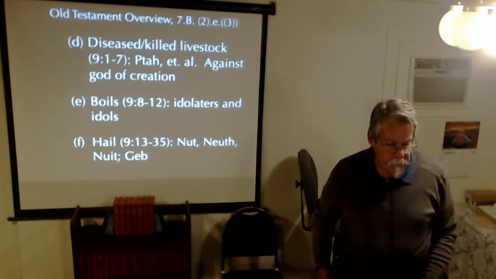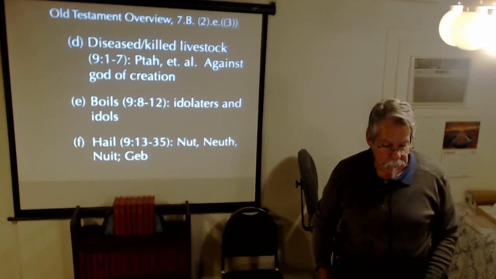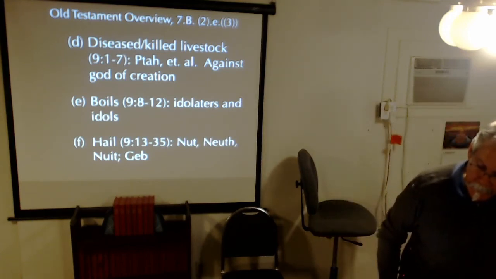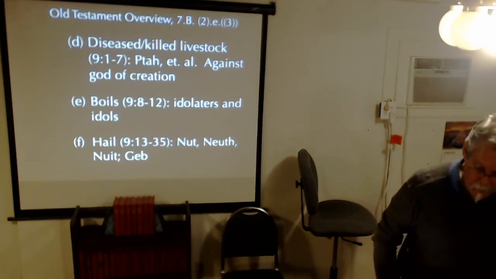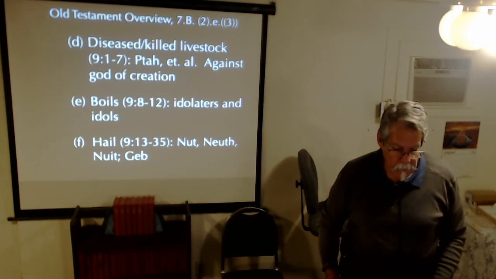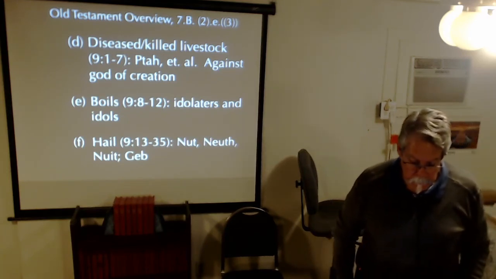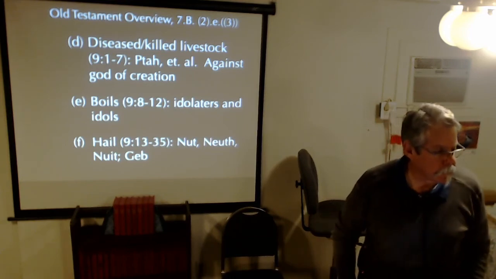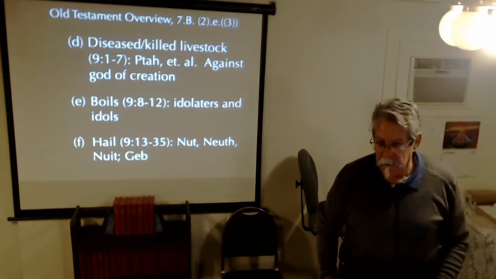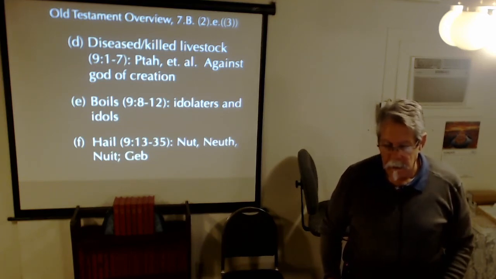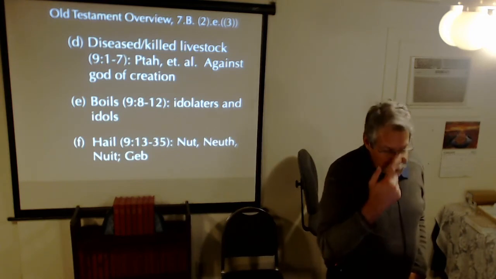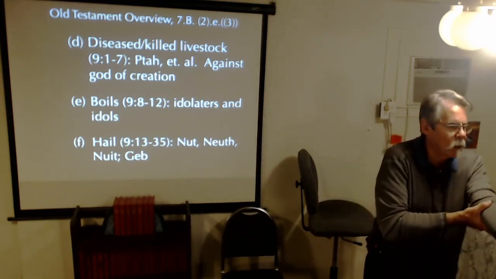Nut, in Egyptian religion, a goddess of the sky, is often depicted as a woman arched over the earth god Geb, G-E-B. Okay, so she's the goddess of the sky, and where's this hail coming from? It's coming from the sky, right?